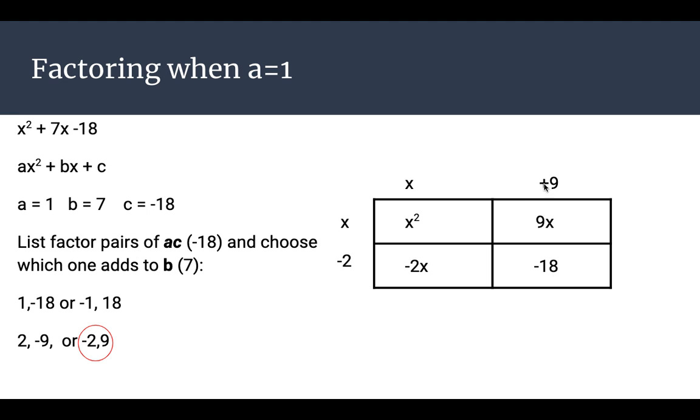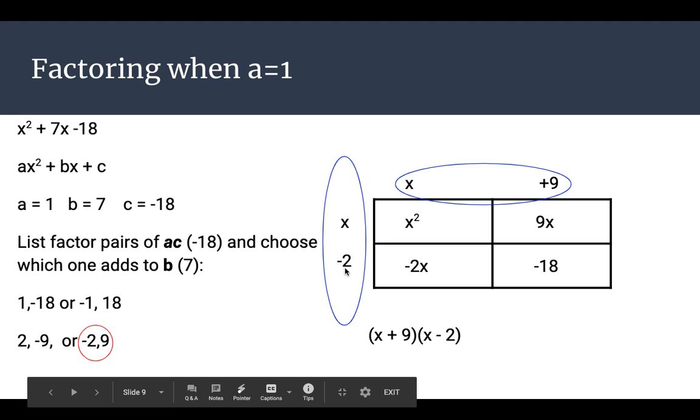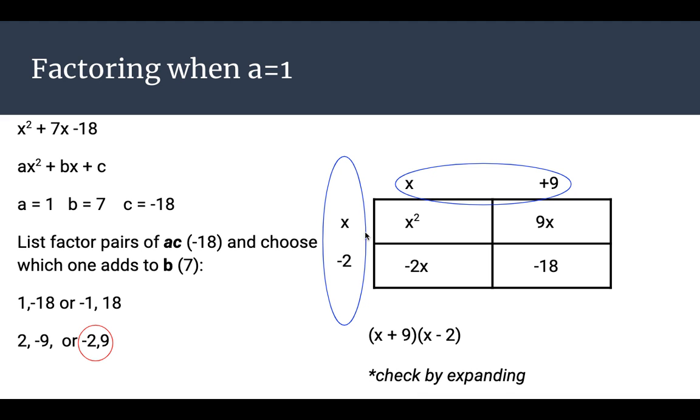Now that we have those greatest common factors found, we can put them in our binomial factored form. So x plus 9 is one of our binomials, and x minus 2 is the other one. And again, we can check by expanding. And you can see that here, just to make sure these multiply to give the things in the boxes. So x times x is x squared, x times 9 is 9x, negative 2 times x is negative 2x, and negative 2 times 9 is negative 18. Perfect. And check it out, 9x minus 2x gives us 7x, which is what we have here.